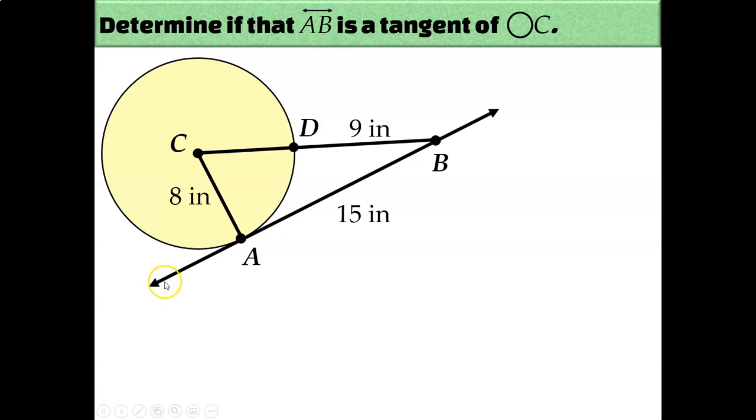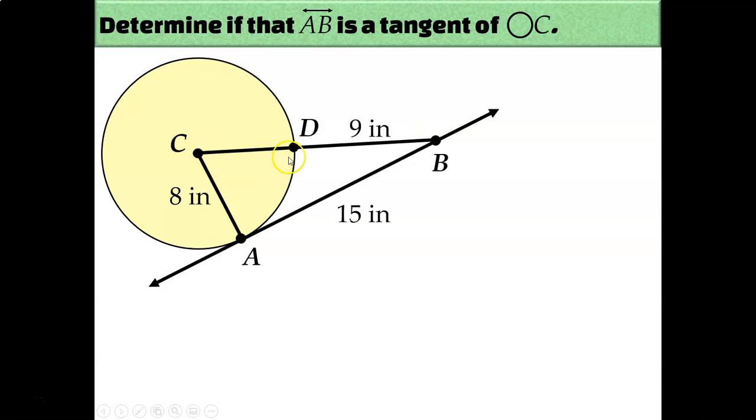Our goal here is to figure out whether or not line AB is tangent to circle C. If it is a tangent, then CA and AB would be perpendicular to each other. That would mean that segment AC and segment AB are the legs of this right triangle, and segment CB is the hypotenuse. But we only know segment DB's length. It's 9. I need the entire hypotenuse in order for this to work.